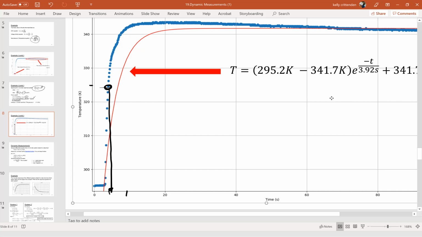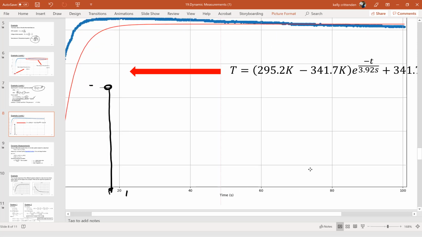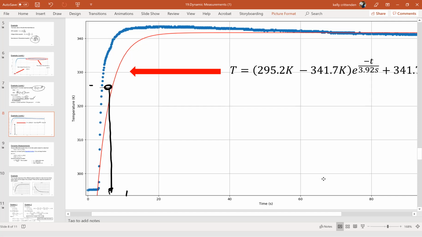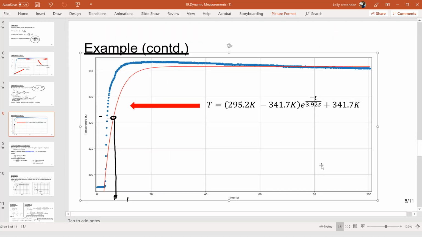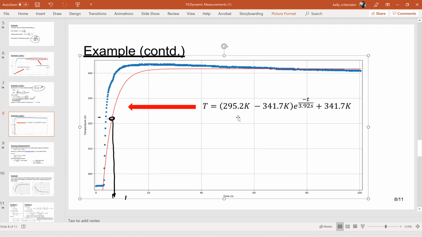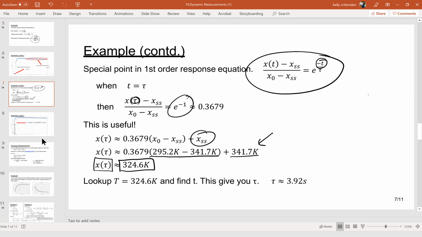So we actually plug in that value. So I read it off the data. See this red line here? They have actually generated this equation. Well, I didn't want to move that. Well, that's okay, we'll just zoom out. Where we've plugged in all the values and solved for the temperature, what was it, 324.6. So that temperature gives you a tau of 3.92 seconds. So it takes 3.92 seconds to reach basically 63% of our steady state value.